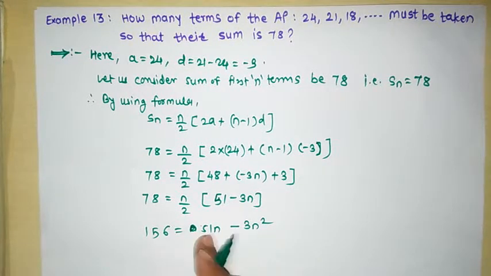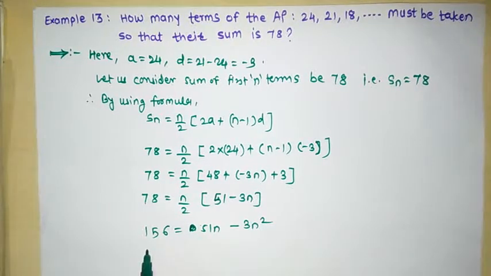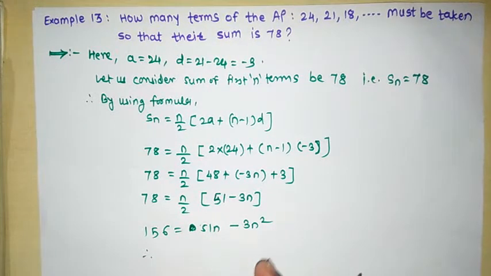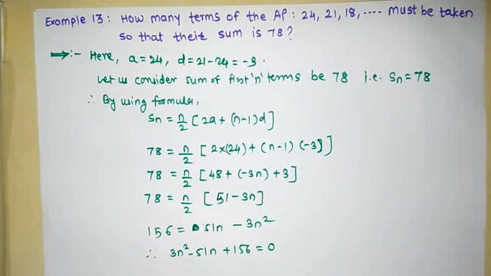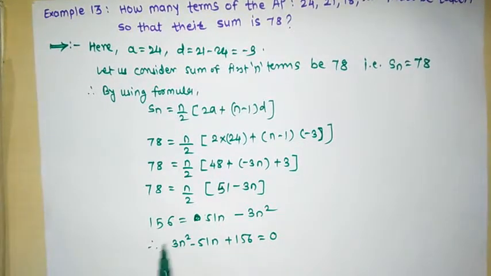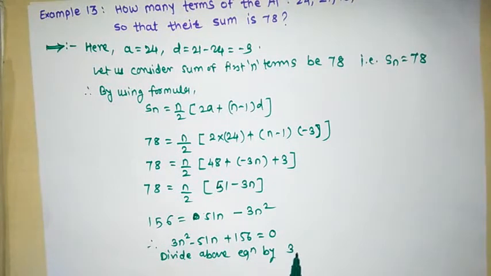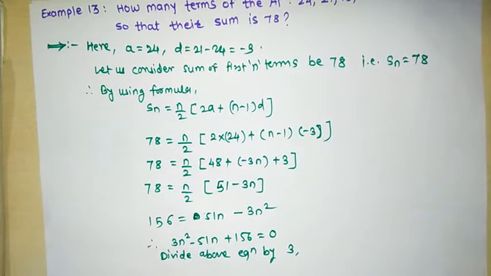Now we will send all these terms towards the left hand side. Therefore, sending the right hand side terms towards the left hand side, the signs will be changed. Therefore, 3n square minus 51n plus 156 is equal to 0. Now divide the whole equation by 3. Divide the above equation by 3, because all terms are divisible by 3. Therefore we can divide the whole equation by 3.